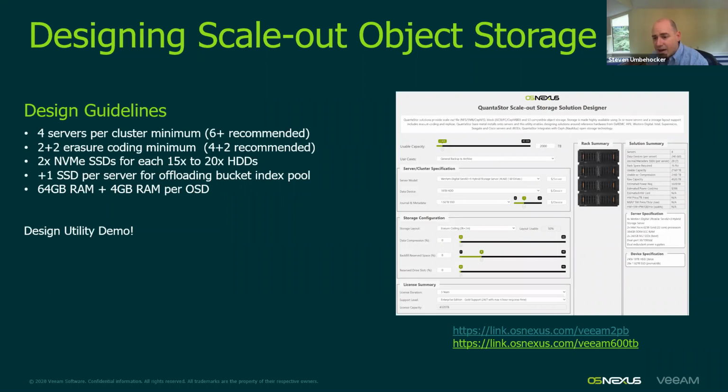And then added to that, you want one more SSD per server, and that's to dedicate an SSD for what's called the bucket index pool. And this is all the metadata for the object buckets. And putting that onto all flash is really great. Makes it so that as your environment scales, it's going to be able to rebalance the metadata for that bucket really efficiently.